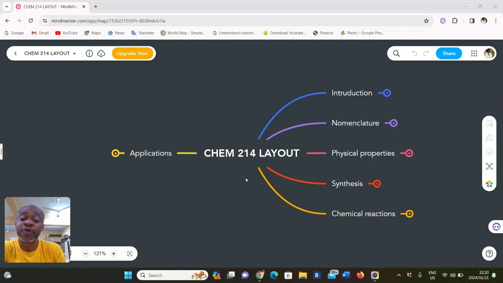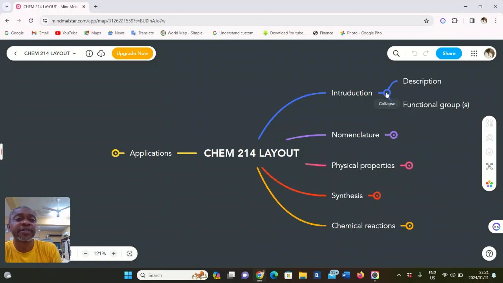To Chemistry 214. This time around, I want us to have a deeper, closer look at the course itself. I want us to look at the layout. So, generally, we have the introduction, we'll be talking about the nomenclature. Remember, in the course outline, we mentioned something like that. We'll be looking at the physical properties, synthesis, chemical reactions, and applications of organic molecules.